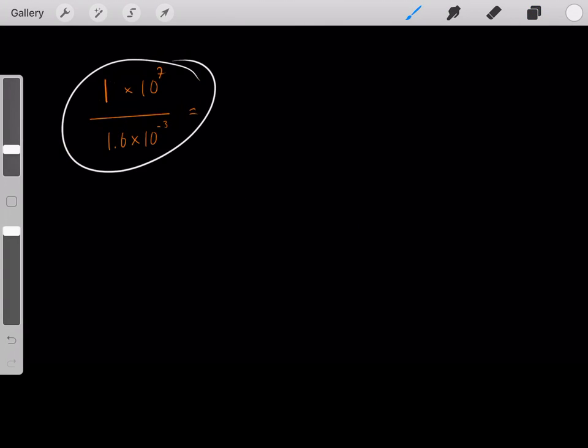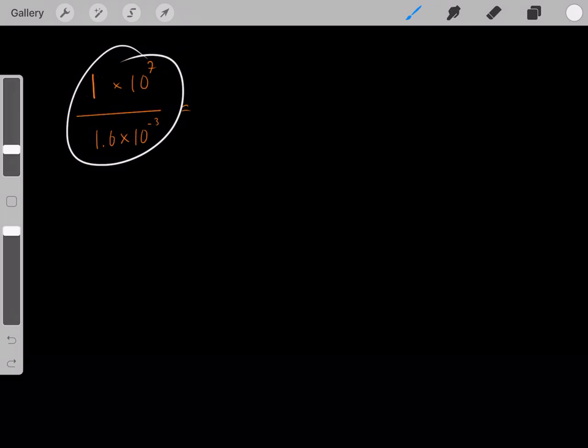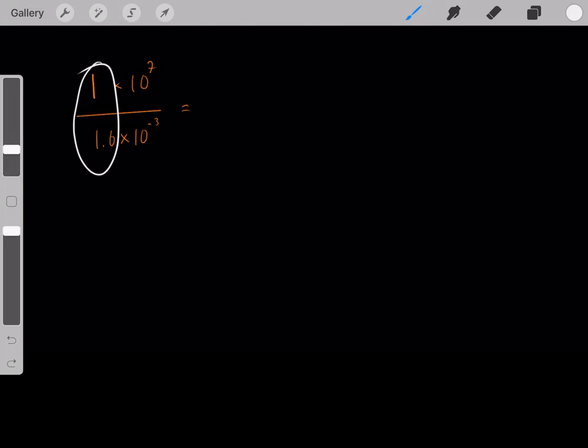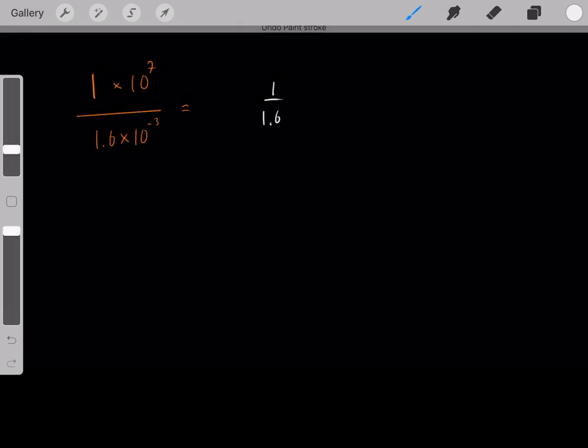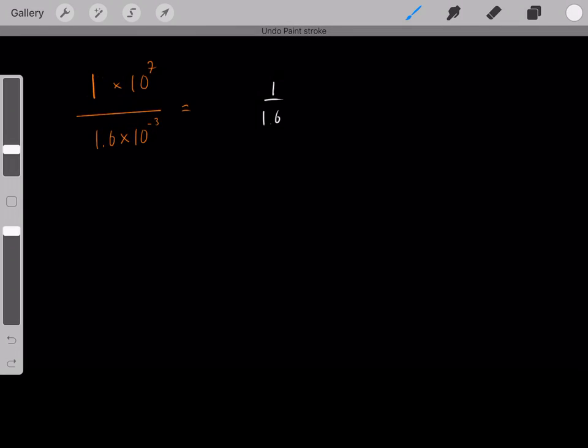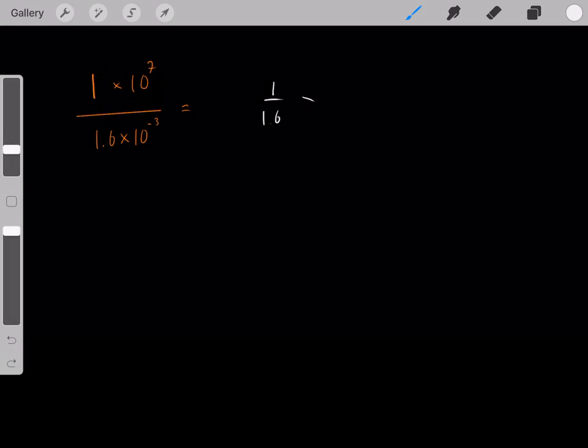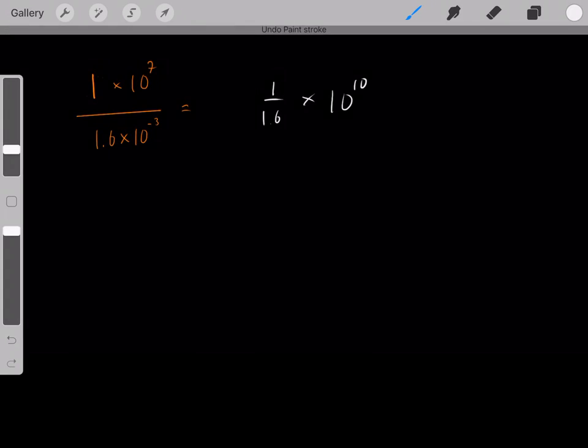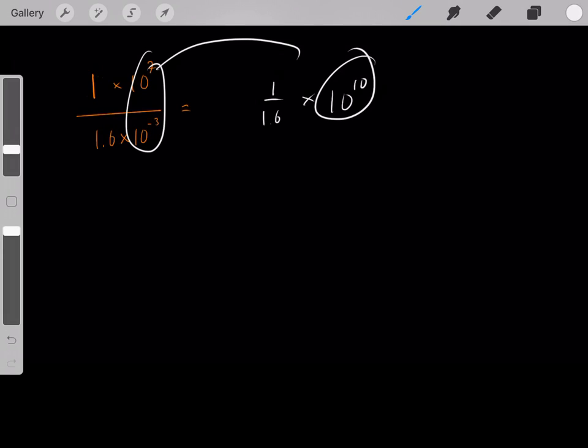So what if we get something a little more tricky like this? Again, what I like to do is first, we know 1 divided by 1.6. That's a little tricky. How do we do that? So I'll just keep that as 1 divided by 1.6. Again, not really sure how we'll take care of that, but we know how to take care of this one. We take the top and subtract it by the bottom. So 7 minus negative 3 would be 10. So this is times 10 to the 10. We did no changes with that part, but this is essentially 10 to the 10.